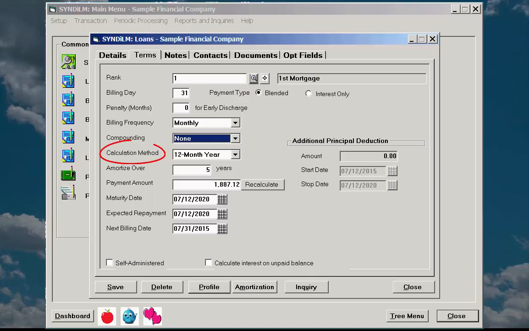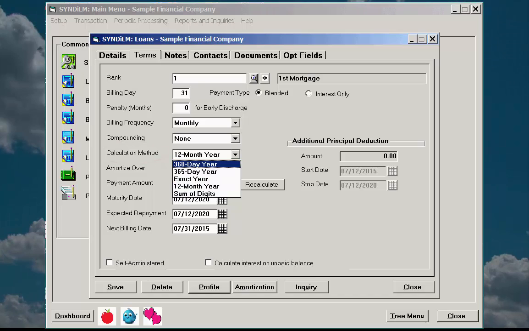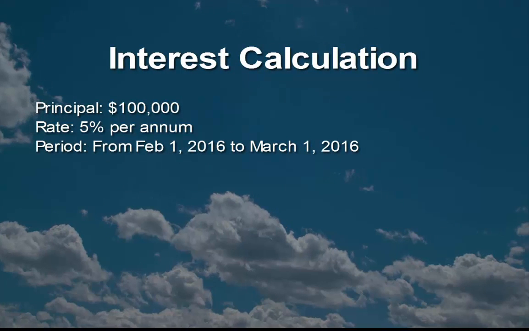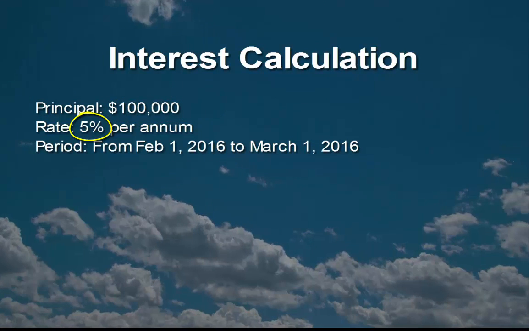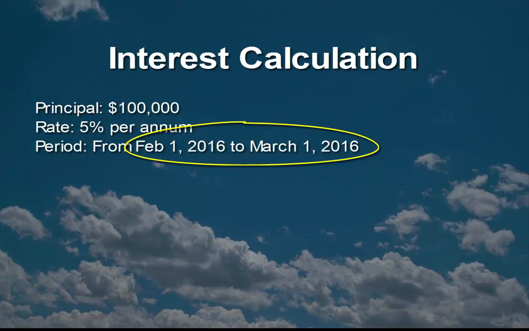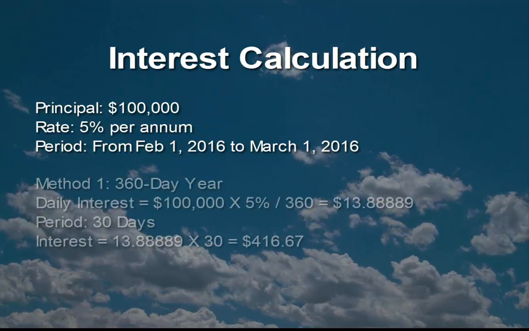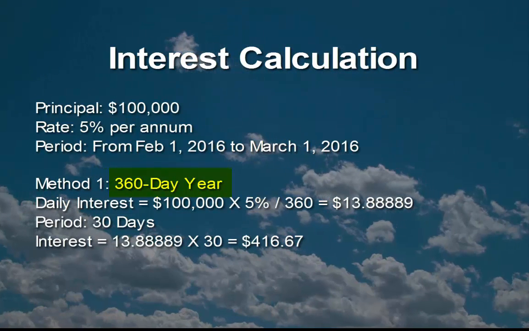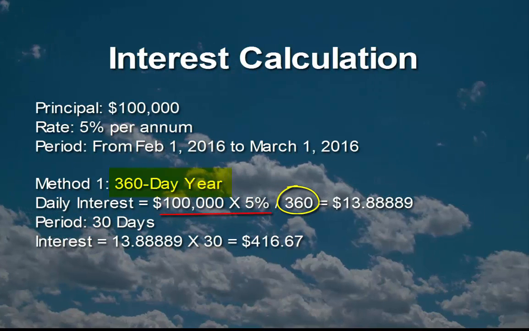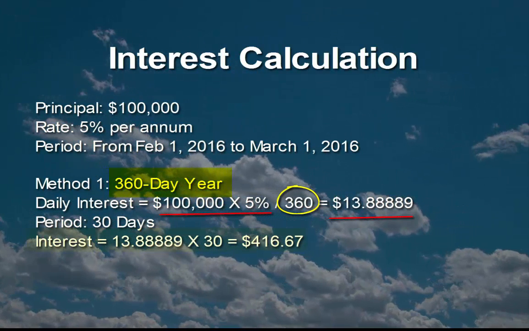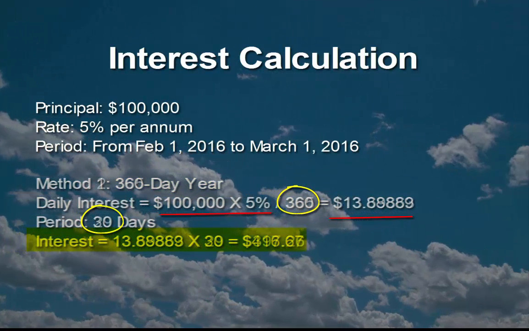Cindy uses 5 interest calculation methods. In order to understand these methods, let us calculate interest on $100,000 at 5% per annum from February 1, 2016 to March 1, 2016. In case of 360-day year, the annual interest is divided by 360 to get daily interest, which is multiplied by the number of days between the two dates.